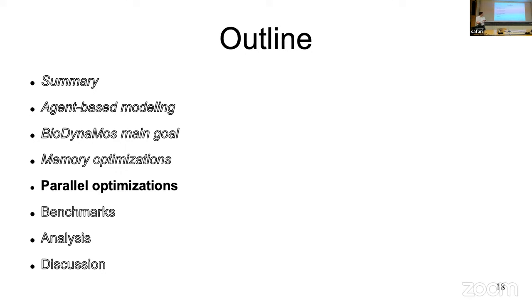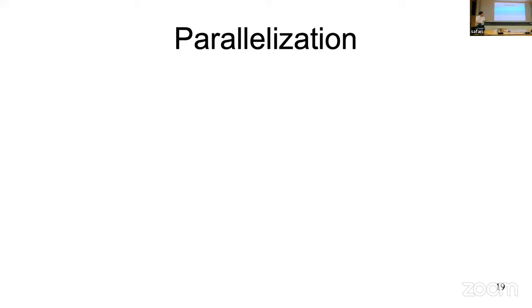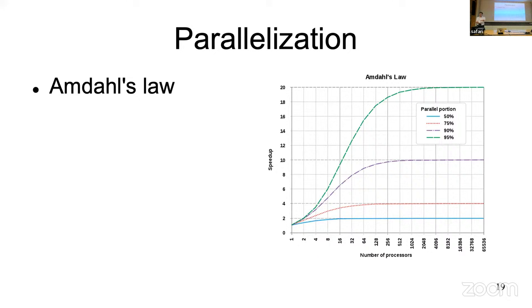So this was one part of the memory optimizations. The paper has more of them, but I will only show this one. Same goes for parallel optimizations, but we will look at some part of it now. Parallelization is really important nowadays. We know from Amdahl's law that the predicted speedup of a program is heavily dependent on the serial part. So if only half of the program can be parallelized, we can only get a maximum speedup of 2. But as we can see, the higher the parallel portion, the higher the maximal speedup.